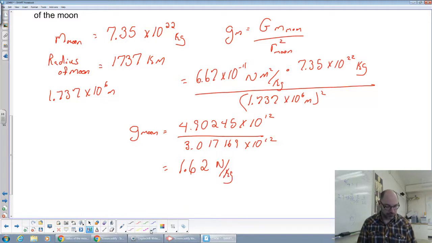So if you ask the question, you're going to be quite a bit lighter on the moon, right? Because 1 kilogram on the Earth would weigh 9.8 newtons, and on the moon it would be only 1.6 newtons of force. So there's a difference between them.